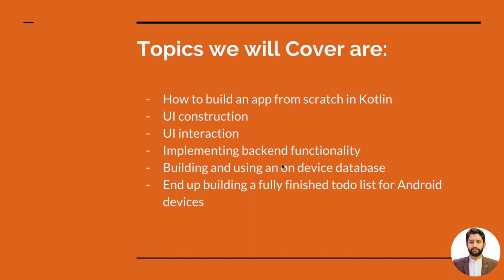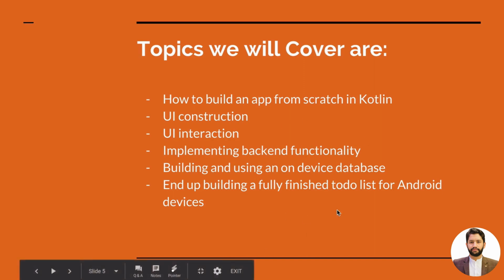We'll learn how to implement backend functionality. So this is going to be any functionality that goes on behind the scenes to make sure that the app works properly. And this includes communicating with this on-device database that we're going to be building and using. We'll actually build this completely from scratch ourselves, as well as all the functionality to do stuff like add items, fetch items, update items, as well as delete items from that database.